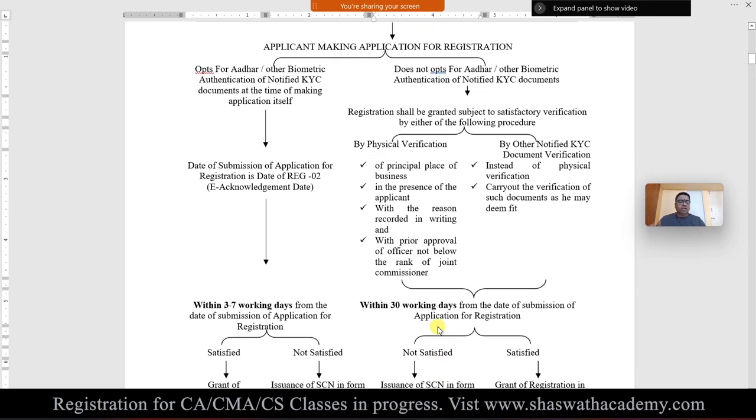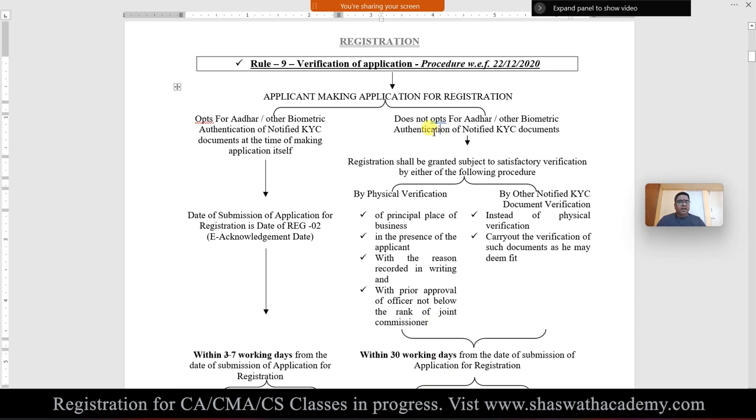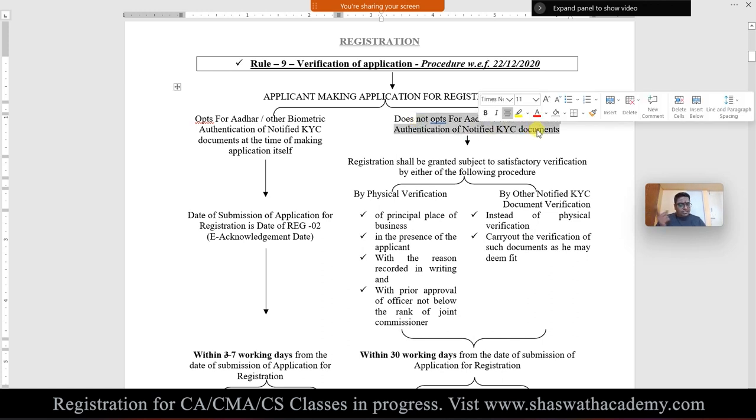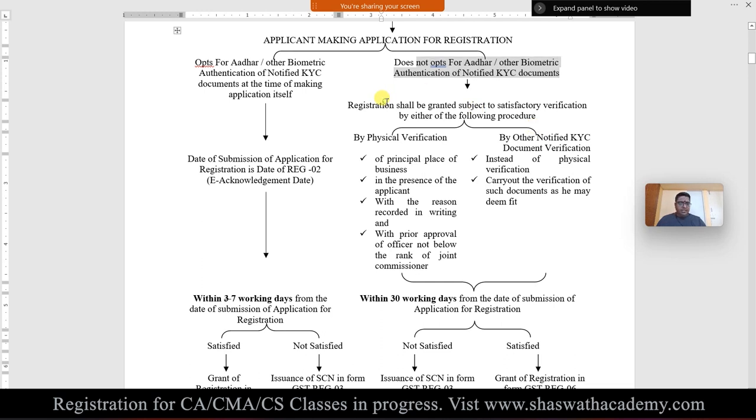And sir, this is for when Aadhaar authentication is done. What if Aadhaar authentication is not done? My dear, if Aadhaar authentication is not done, registration can still be granted. Listen to the theoretical approach. Sir, why do you say practically this is not there? Theoretically it is there. That is why I am giving it. Theoretically, for examination purposes, please understand, registration can still be granted if Aadhaar authentication is not done, provided prior permission is taken from an officer not below the rank of AC.